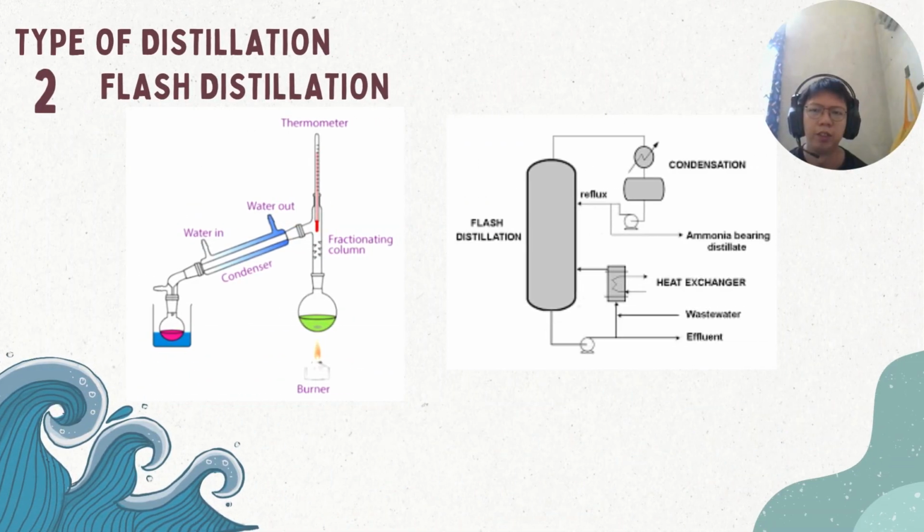The second type of distillation is flash distillation. This is a continuous process often used in industry. When we suddenly drop the pressure of a hot liquid, it will instantly turn into vapor. The diagram on the right is an industry setup. Here we use a heat exchanger to warm up wastewater. After being separated into distillate, the clean effluent is removed from the bottom.